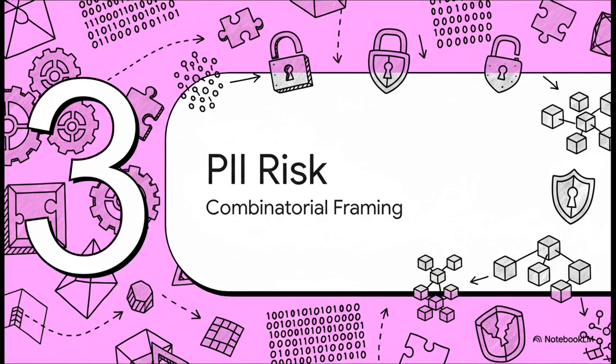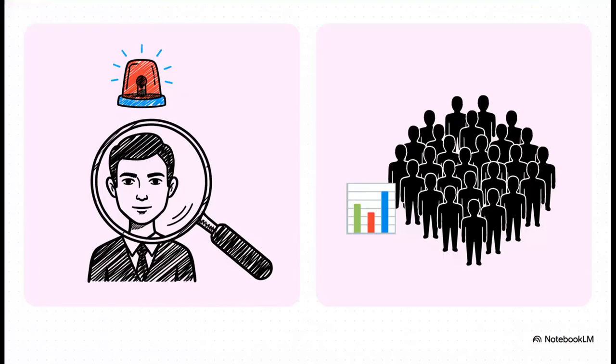That brings us to Section 3, PII Risk Combinatorial Framing. Let's look at a real-world example to really illustrate the difference between personally identifiable information, or PII, and non-identifiable data. Imagine a data set that says, John Doe, student ID 12345, is failing math. That is highly sensitive, direct PII. It points right to a person.